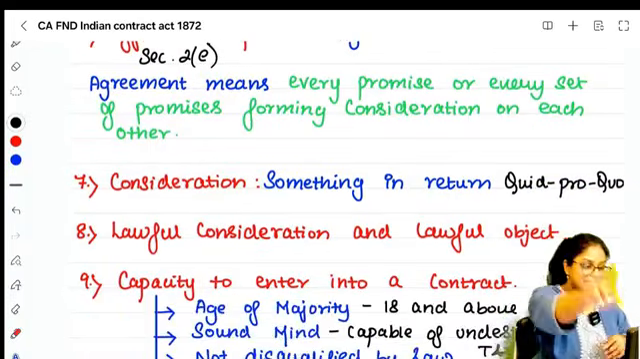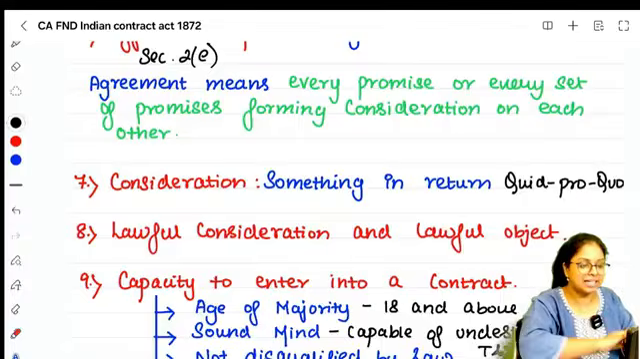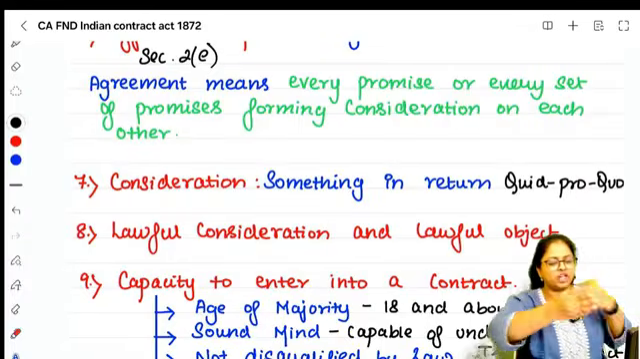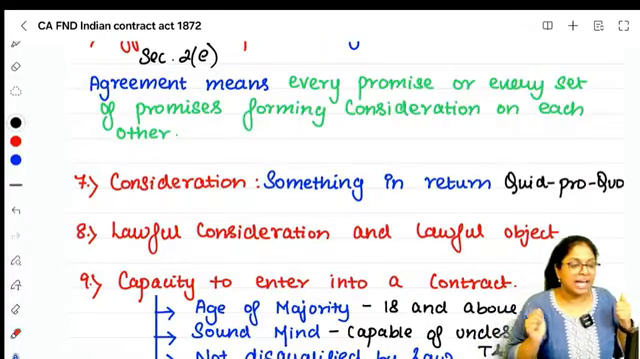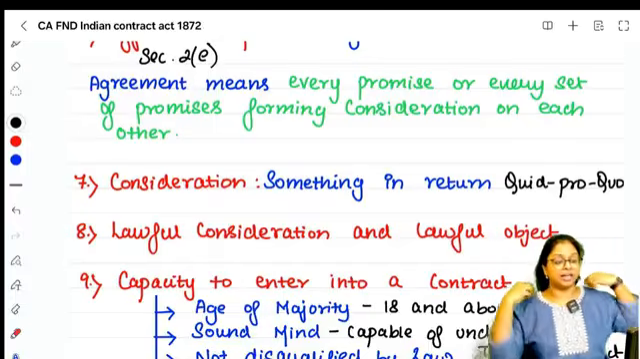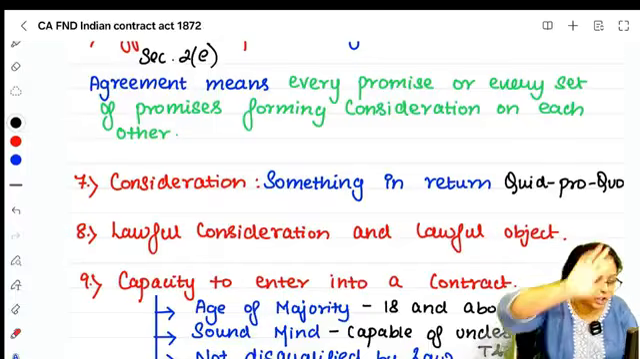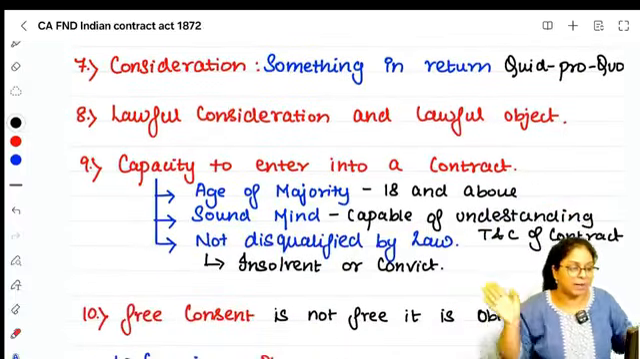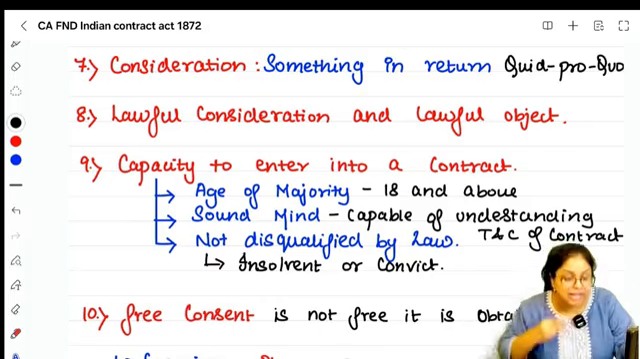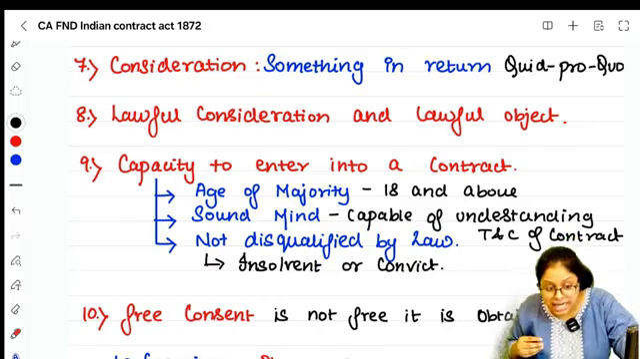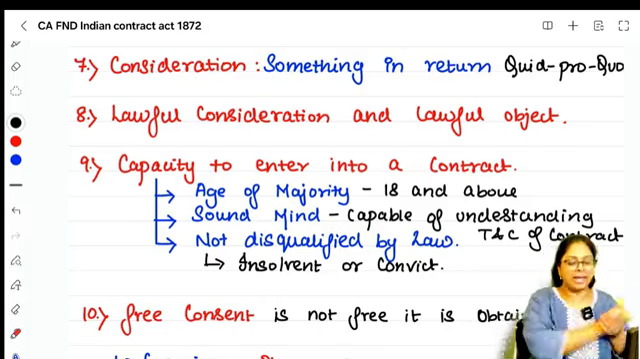Next is section number 7. Section number 7 is what? Consideration. We know there should be something in return for each other, quid pro quo, which is defined under 2D. After that, the 8th one is lawful consideration, lawful objective. Consideration alone is not enough, it should also be lawful.